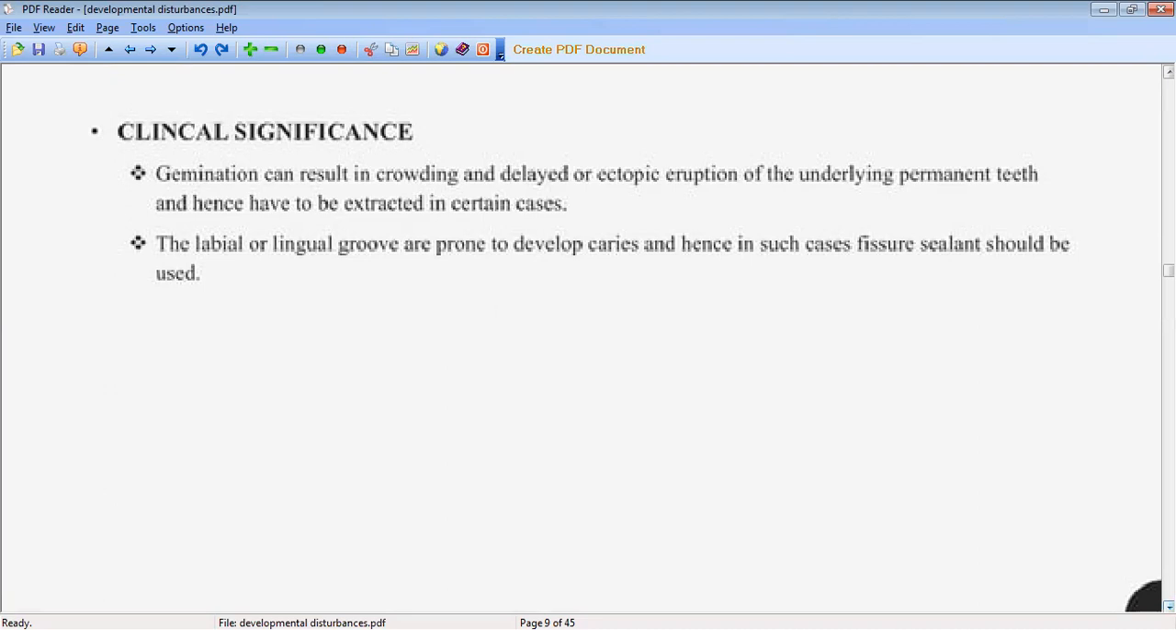Crowding and delayed or ectopic eruption of the underlying permanent teeth may occur, and hence they have to be extracted in certain cases. Lingual grooves are prone to develop caries because these are developmental grooves, right? So there are more chances of plaque retention, which is followed by caries formation, and hence in such cases pit and fissure sealant should be used. So we have to manage it with pit and fissure sealants.